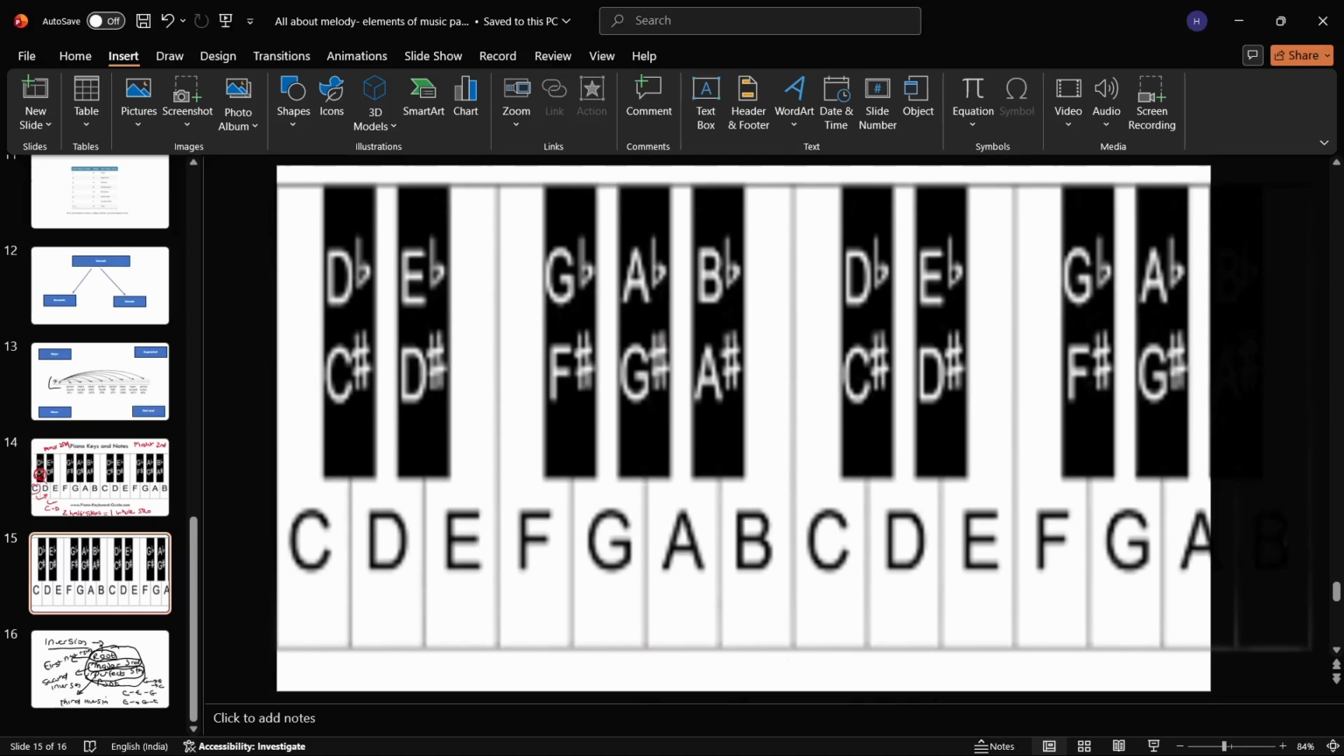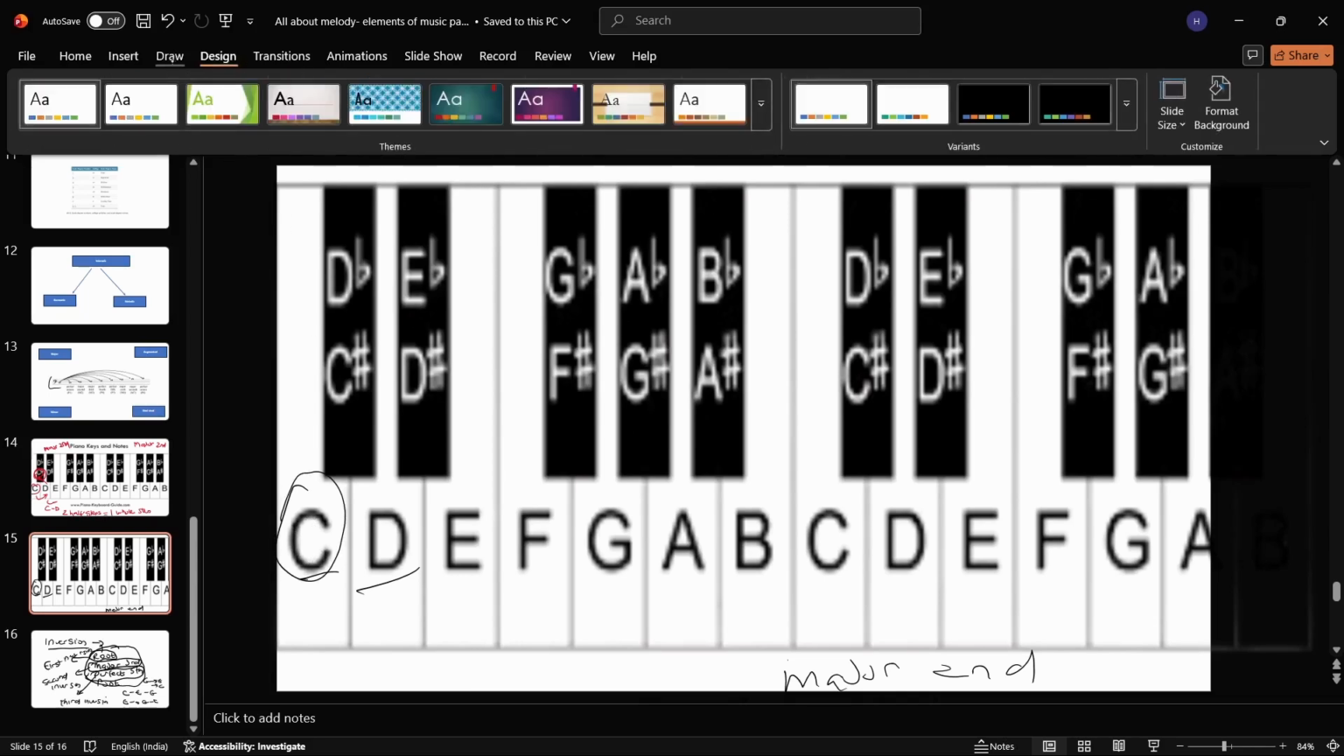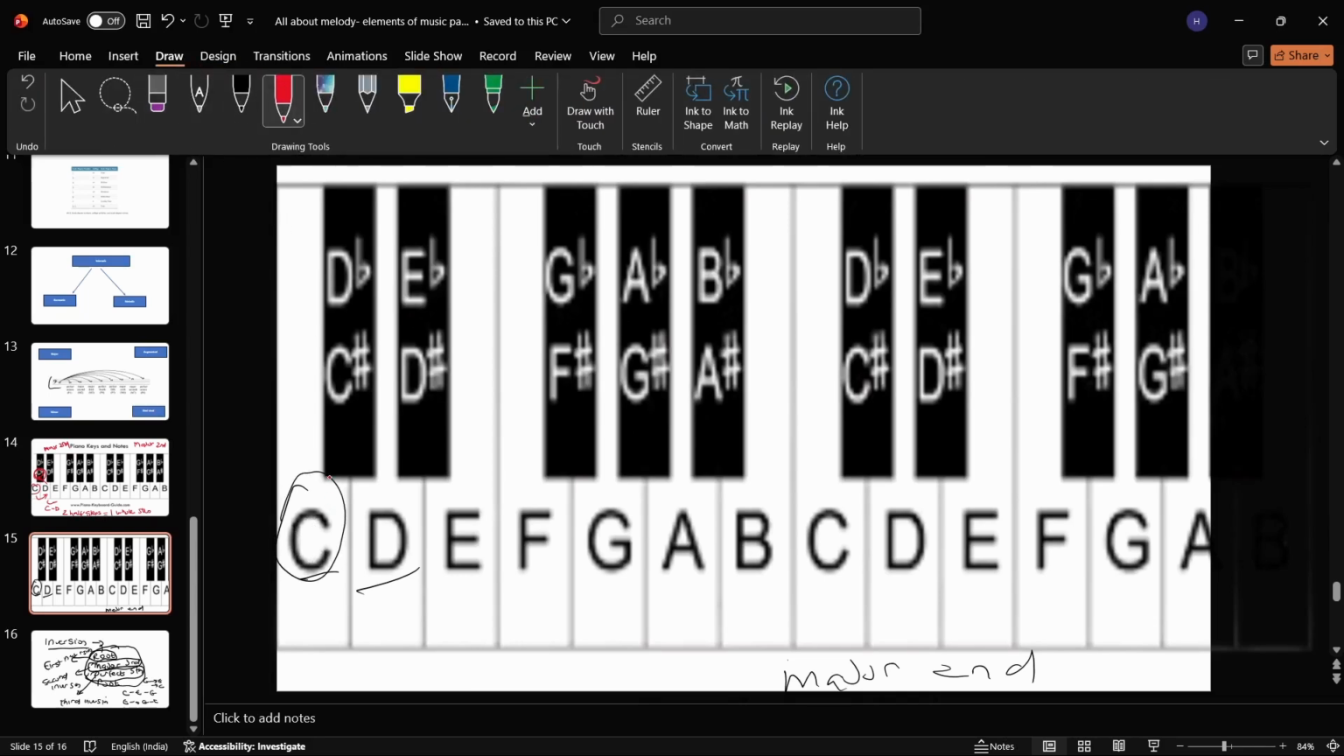For example, if you're doing a major second, a major second is C to D, right? So, C to D on the piano keyboard is how many steps? Two half steps. C to C sharp, and then you go here.